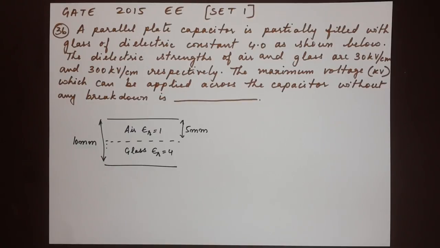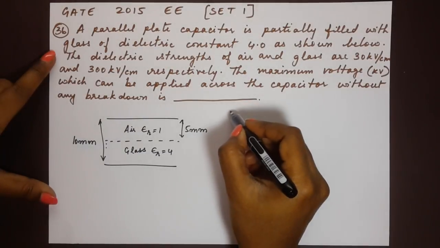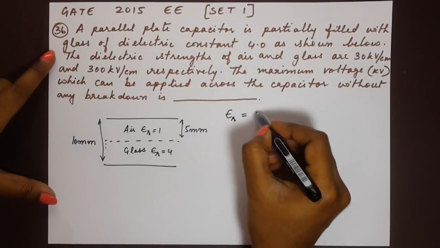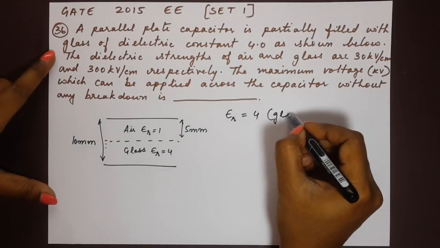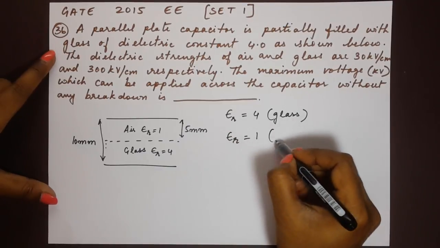Okay, so here we don't have options given to us. Let's write down what's given and we shall begin. So we have the dielectrics and the dielectric strengths and the dielectric constants given to us. So the dielectric constant is 4 for glass and the dielectric constant is 1 for air.